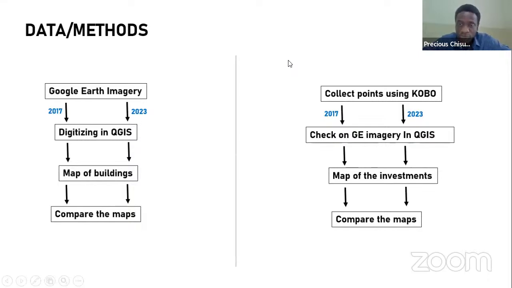So for the investments, like I said, I collected the points for the two different time periods, and then cross-checked on the Google Earth imagery, produced a map for the investments, and compared the investments using the two different maps. You would notice that the project was done in 2023, but we had to collect data for 2017. This is where community involvement comes in. At the onset of the project, I had to find someone who was more local to the area than myself. I trained him in data collection as well as digitizing in QGIS. To complement that, the local residents were also very key in providing the historical data for the investments that were there in 2017.